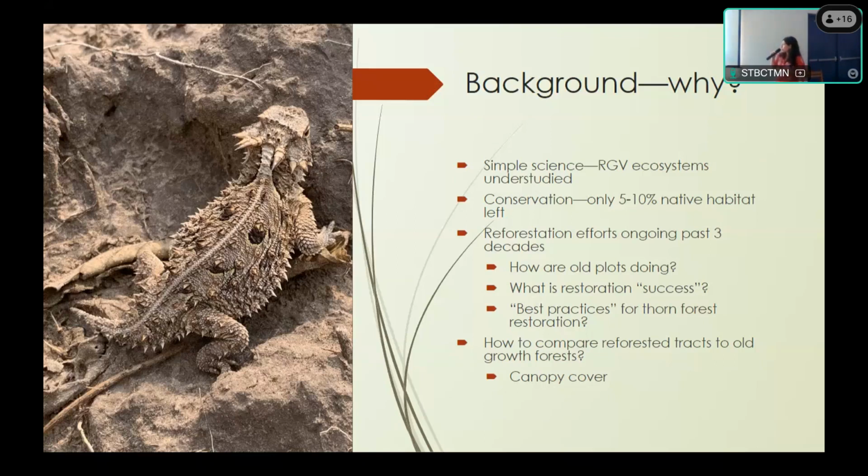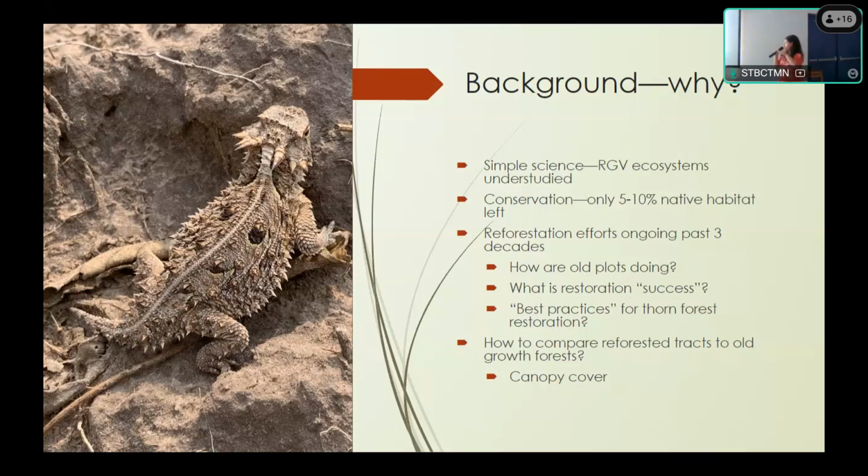And the other thing is that we want to know what are some best practices for thorn forest restoration. A while back, I was talking to somebody that worked for U.S. Fish and Wildlife out at Laguna Atascosa, and he talked about how there's no prescription for RGV restoration yet, that it hasn't been done long enough, and so we don't know exactly what methods work. So we're still in the phase of, whenever we do this research, we want to see what works to begin with and what doesn't work.